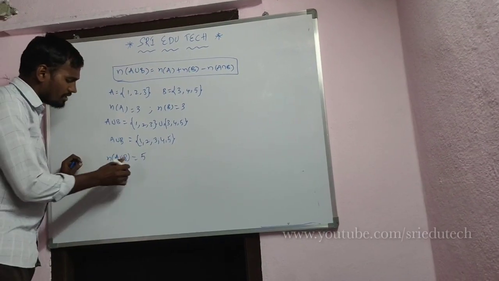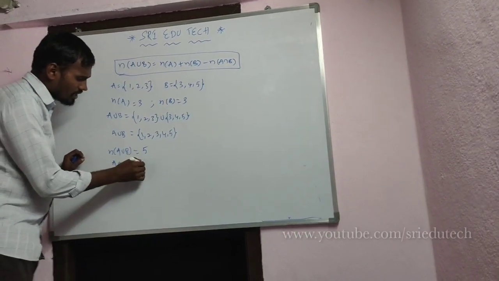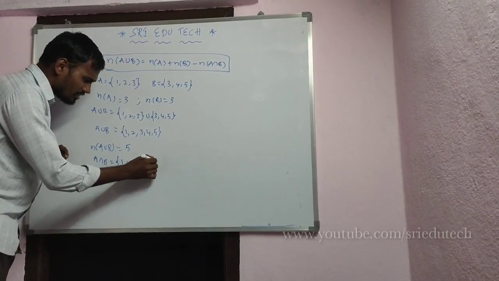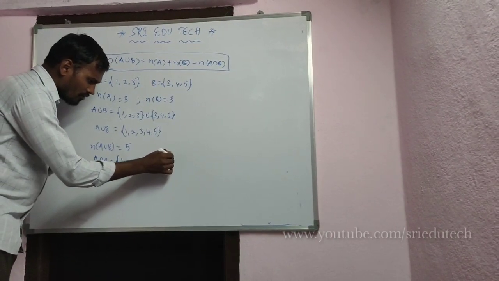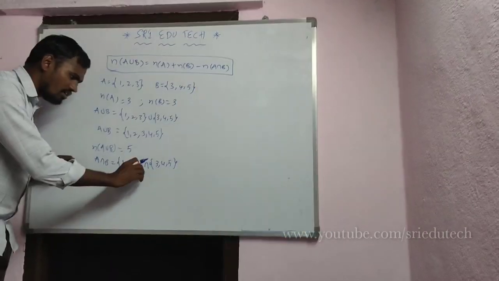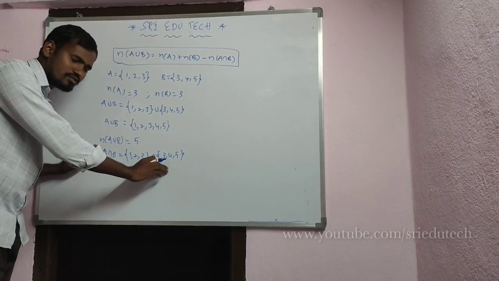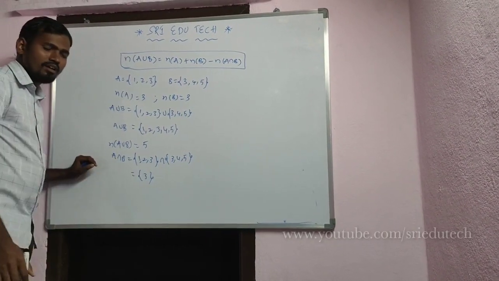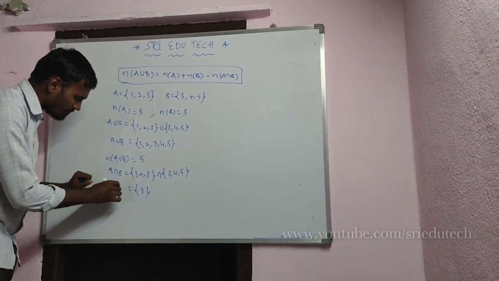Next, A intersection B. A means 1, 2, 3. Intersection B means 3, 4, 5. See, intersection means the common elements in both sets. Here 3 is the common, so write 3. This is A intersection B.